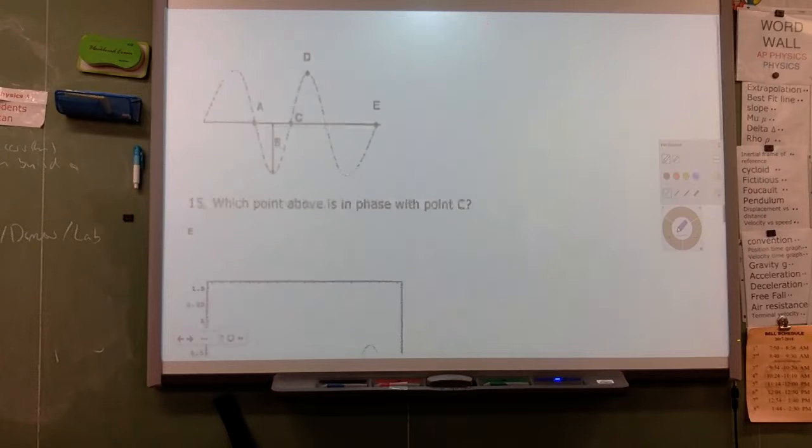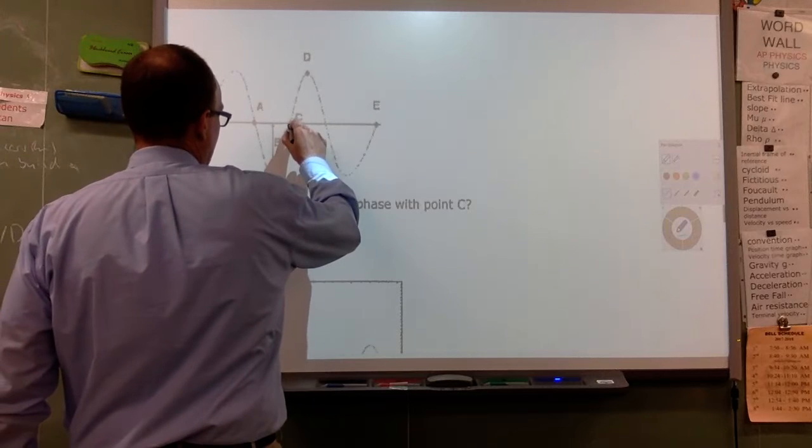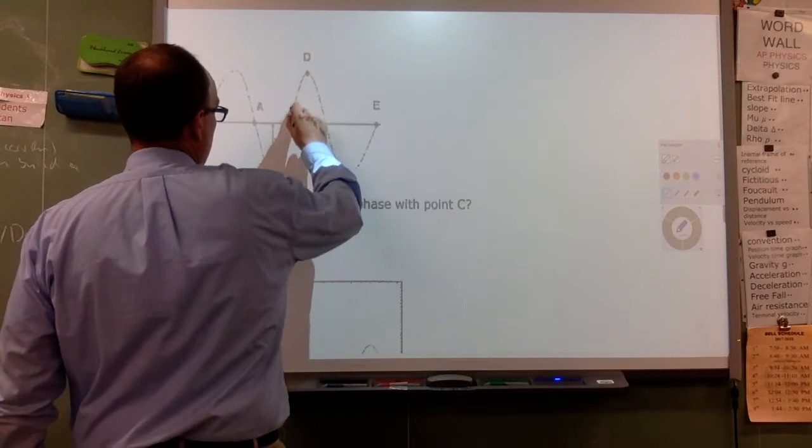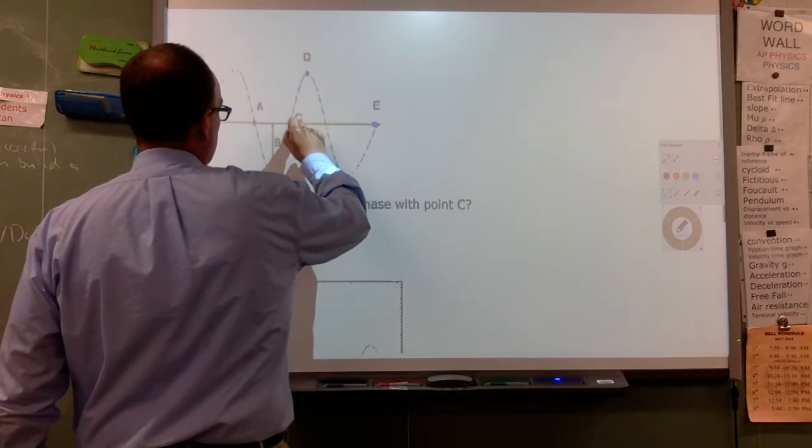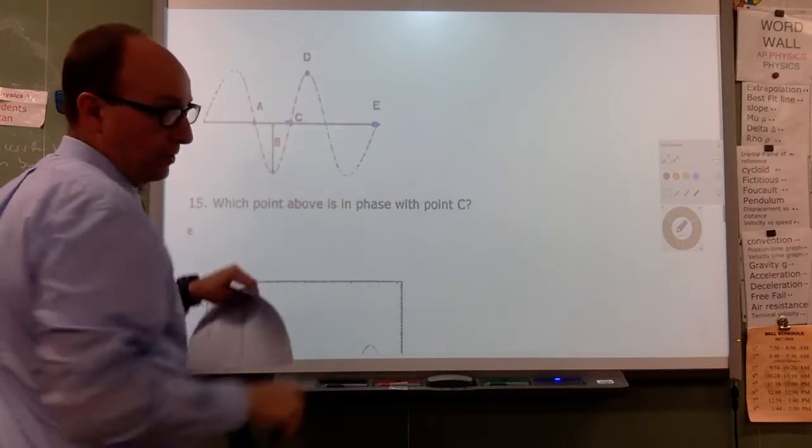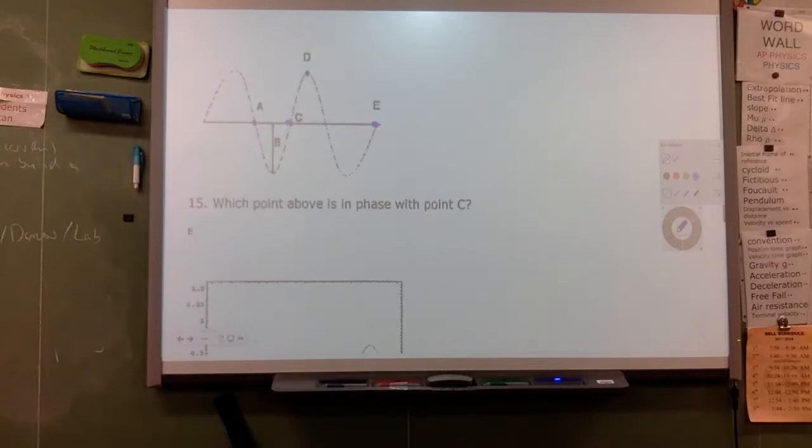All right, looking at 15, what point above is in phase with point C? Point C is at a node and it's going up, so E would also be. So when they're in phase, they're in the same part of the wave.